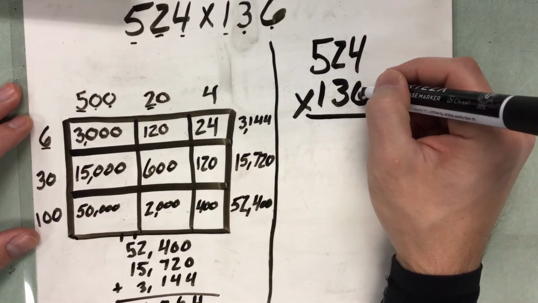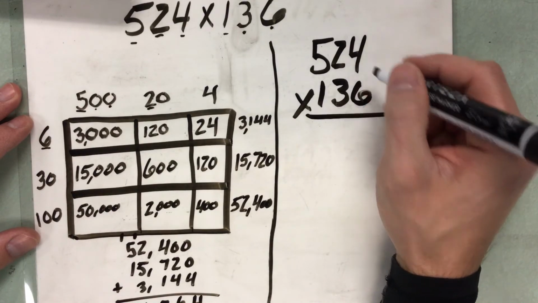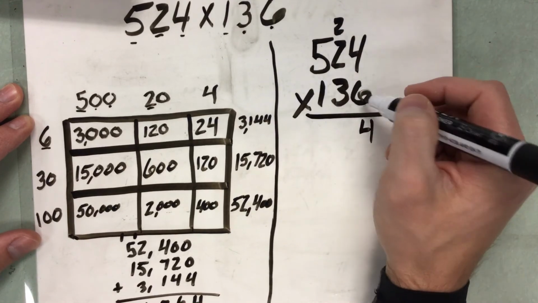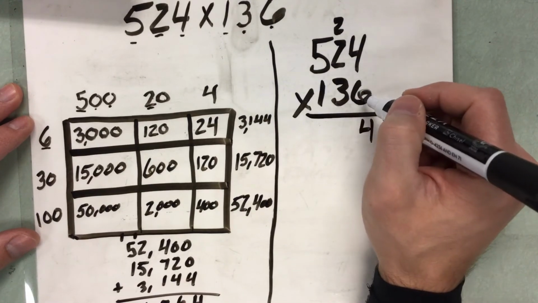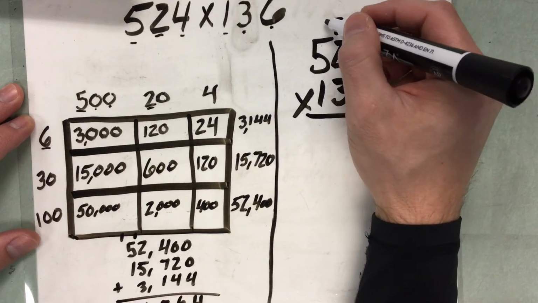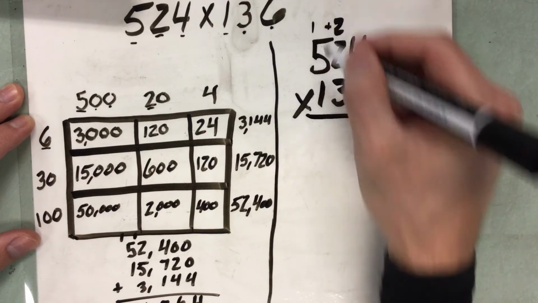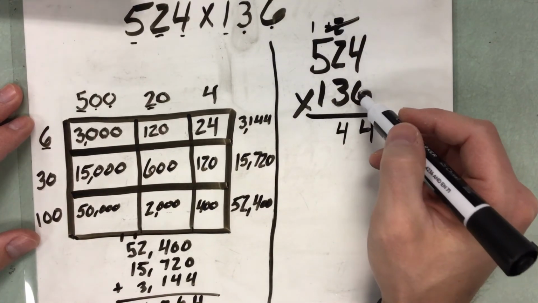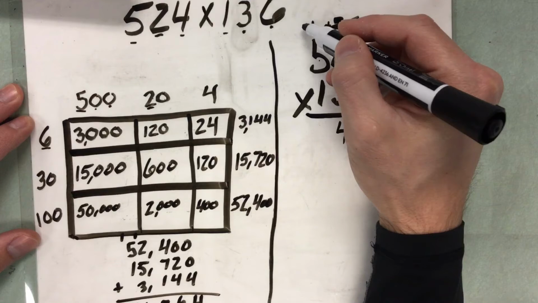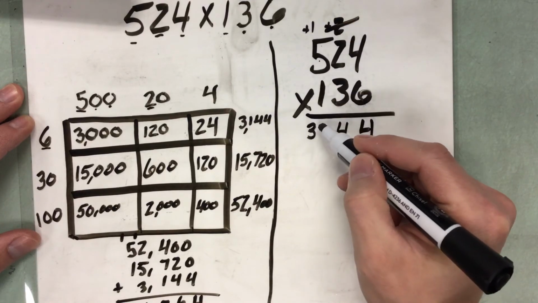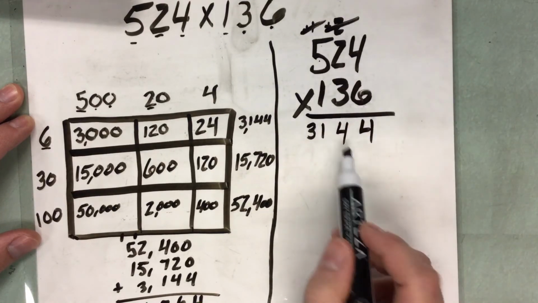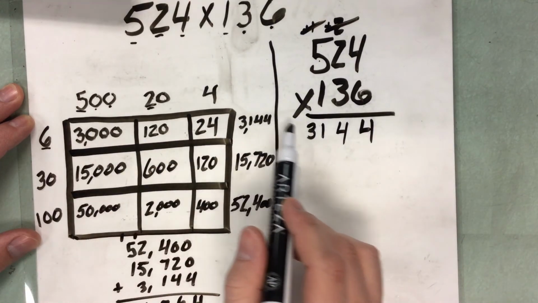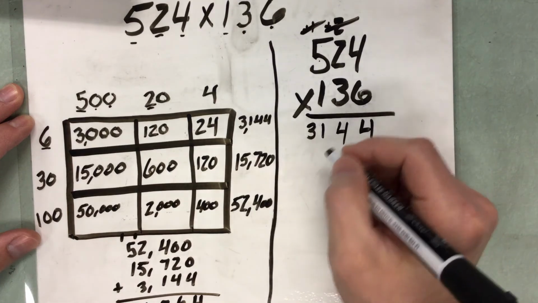Multiplying, starting with my 6 ones times 4 ones, that would give me 24. Then I'm going to move to 6 ones times 2 tens, so 6 times 2 is 12, plus 2, that would give me 14. Now I'm going to move to 6 times 5, which is 30, plus 1 is 31. Now what do you notice about this number? Does it show up anywhere over here? Yeah, it's right there. So let's move on.